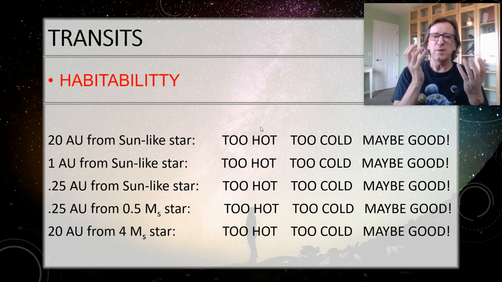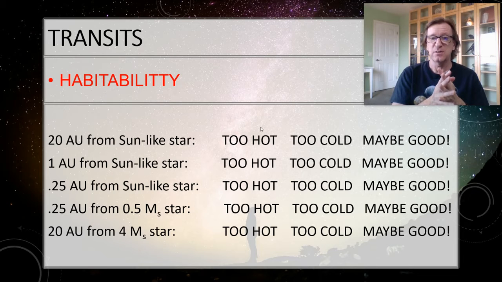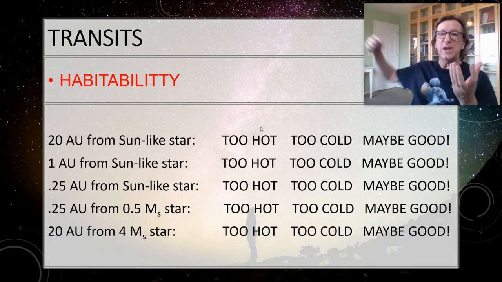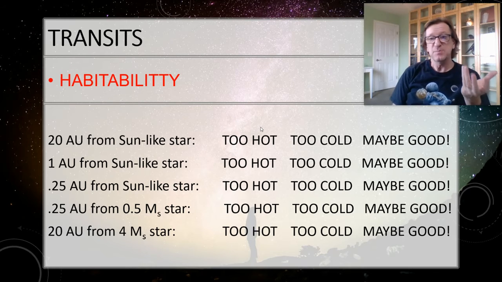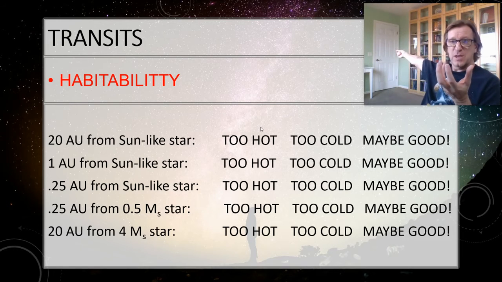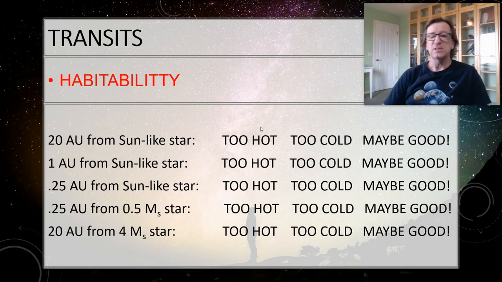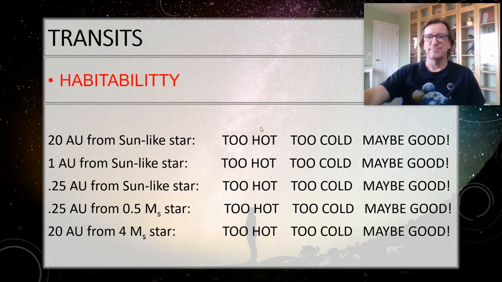All right, well, what about, let's suppose I have a sun-like star, and I've got a planet that is 20 AU away. Remember, Earth is 1 AU. And this sun-like star means that it's basically the same mass and temperature as our own star. So what do you think? If it's 20 AU away, that's like Neptune's distance. Do you think it's going to be too hot, too cold, or maybe good? Yeah, that one's going to be way too cold. So it's too far away. So that one probably you're not even going to want to worry about.